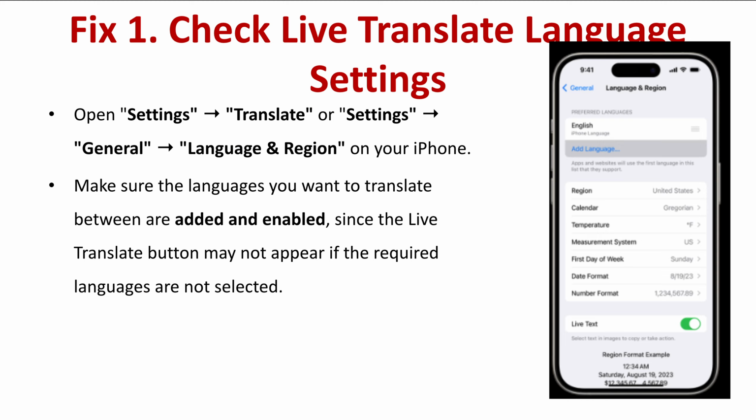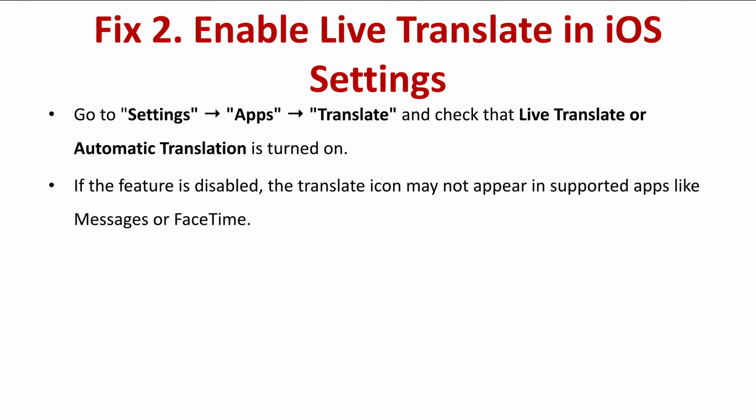Make sure the languages you want to translate between are added or enabled, since the live translate button may not appear if the required languages are not selected. Fix 2 is enable live translate in iOS settings. Go to settings, then apps, then translate and check that live translate or automatic translation is turned on. If the feature is disabled, the translate icon may not appear in supported apps like Messages or FaceTime.